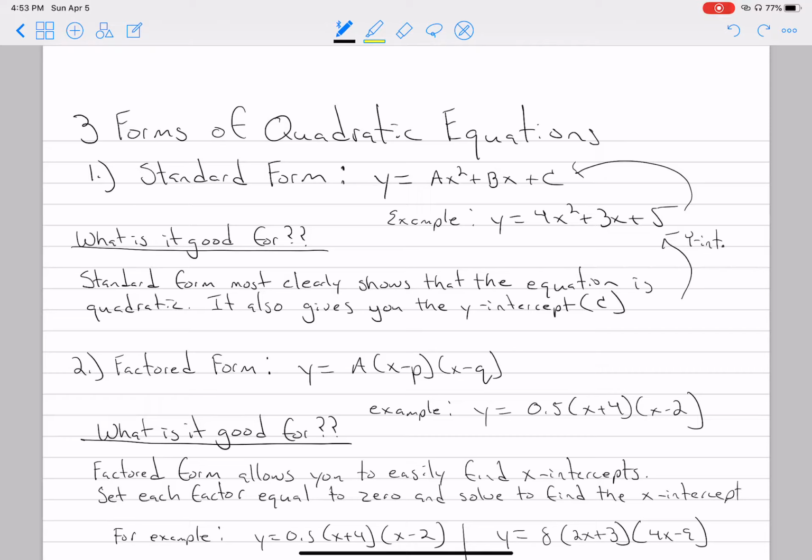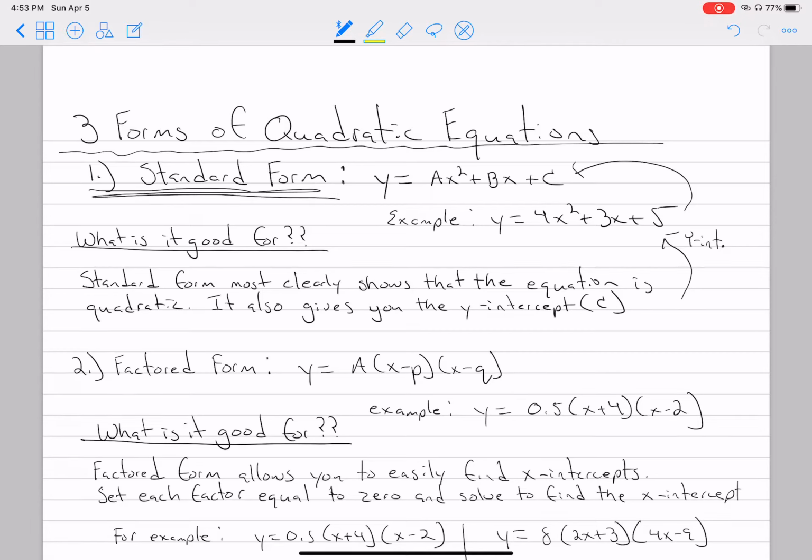So y'all get everything down. We have three forms of quadratic equations, all right? So we're really going in deeper into quadratics to get you all ready for what you need. So remember, you can pause. You guys know what to do. Let me stop it. All right, so first is standard form, okay?